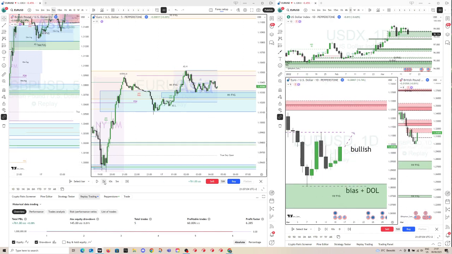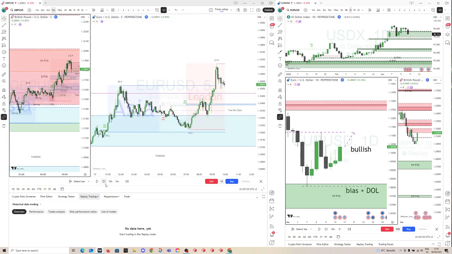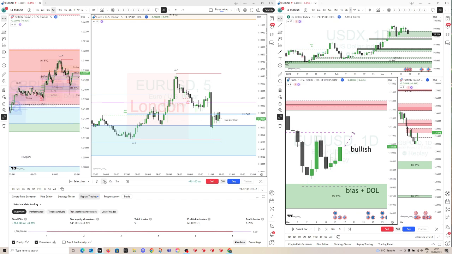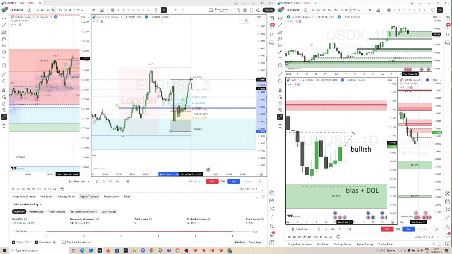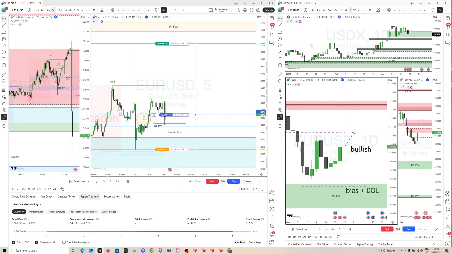So the next step would be to click on the historical data trading tab and then just export your data. Then you can analyze your performance. So that's how I use TradingView as backtesting software.